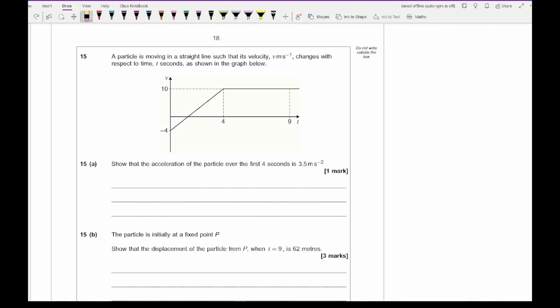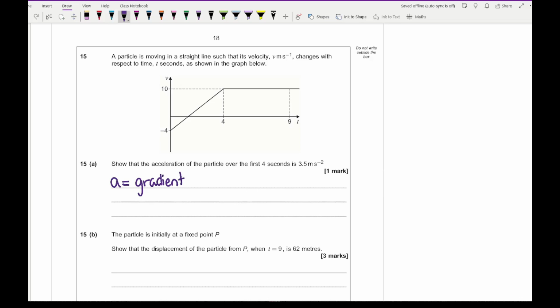Question 15. A particle is moving in a straight line such that its velocity v meters per second changes with respect to time t seconds, as shown in the graph below. Part A wants us to show that the acceleration of the particle over the first 4 seconds is 3.5 meters per second squared. The thing to remember with this question is that acceleration is the same as the gradient. So acceleration is the same as the gradient of the line.